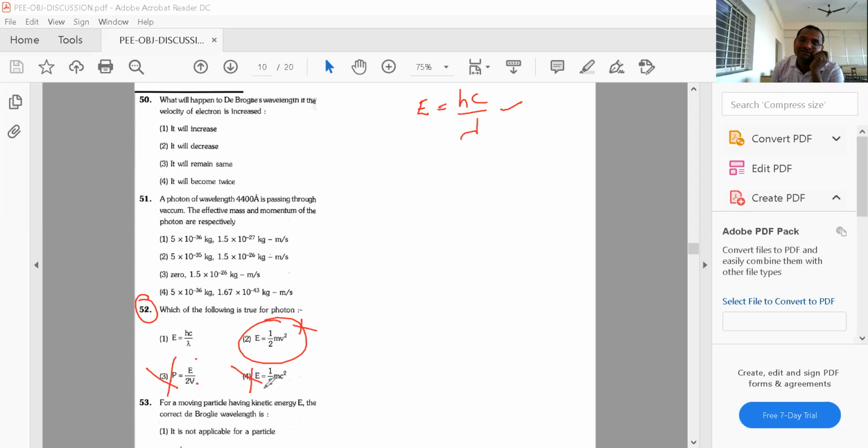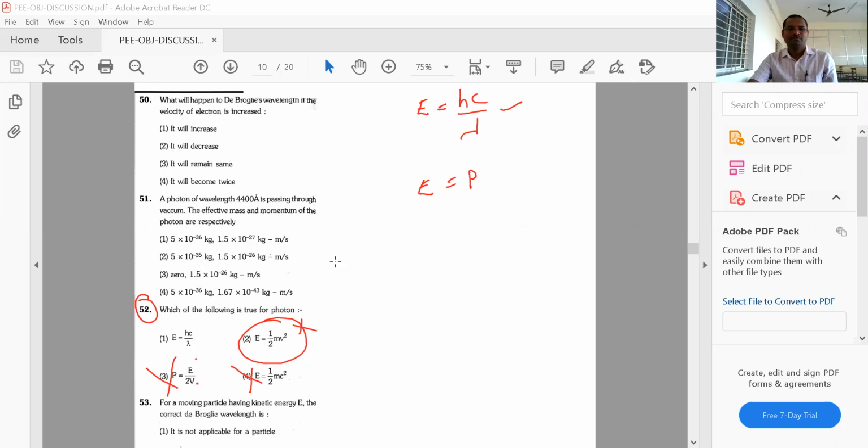Total energy can be written as p into c, which is nothing but mc square. Total energy is not half mv square; half mv square is wrong. So the first option is the right answer. The energy of a photon can be written as hc by lambda. Yes, the first option is right. Clear, students?